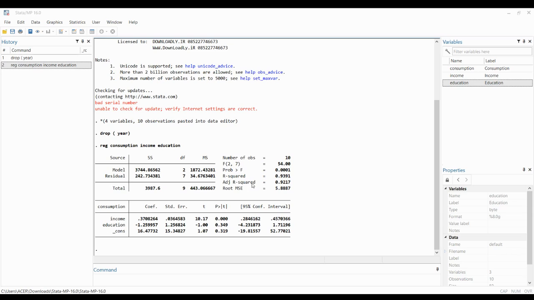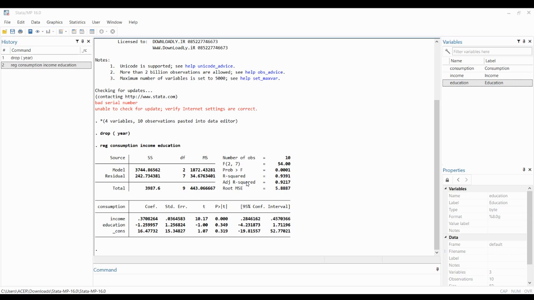Now we are getting the adjusted R square also, and the value of the adjusted R square is 0.9217. Now as we can see from the result, the value of the adjusted R square is less than R square. So always the value of the adjusted R square is less than the value of R square. Now what is adjusted R square? Adjusted R square is the value of the R square adjusted for the degrees of freedom.